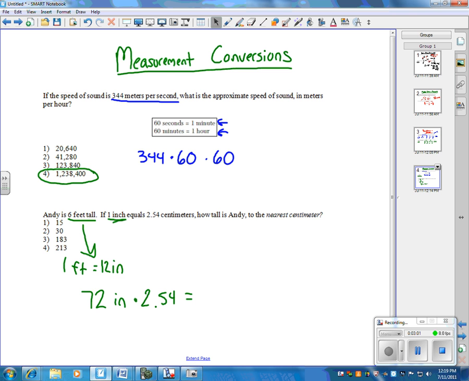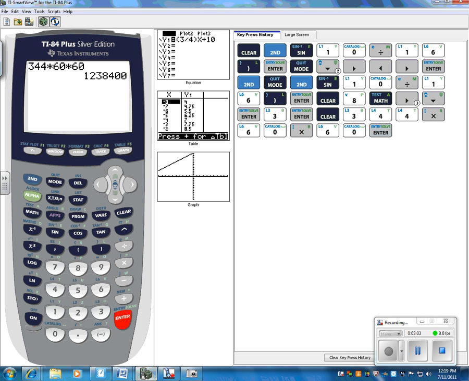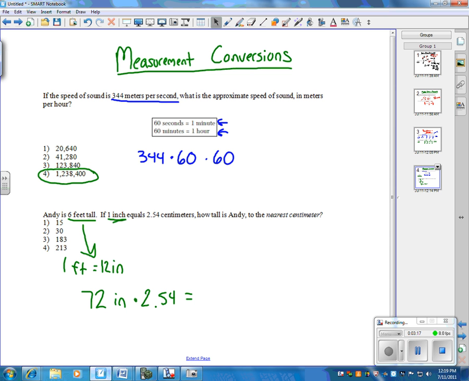So I'm going to go back to my calculator, type in my 72 times 2.54, and enter, and I get 182.88. And going back to my question, because they want it to the nearest centimeter, you get 183.